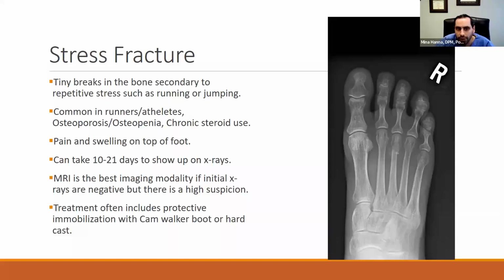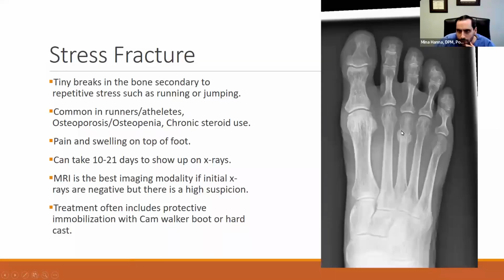Sometimes there's a latency period where it could take 10 to 21 days for it to show up on X-rays. And so if that's the case and the patient has a high suspicion, we might have to order an MRI, which can diagnose the stress fracture. The treatments often include protective immobilization with a cam walker boot or a hard cast. Typically, patients do very well with just a boot. If you look at this diagram, this is the break right here in the third metatarsal. And then as it heals, patients develop a bone callus around the fracture. This is a good sign that the bone is healing.